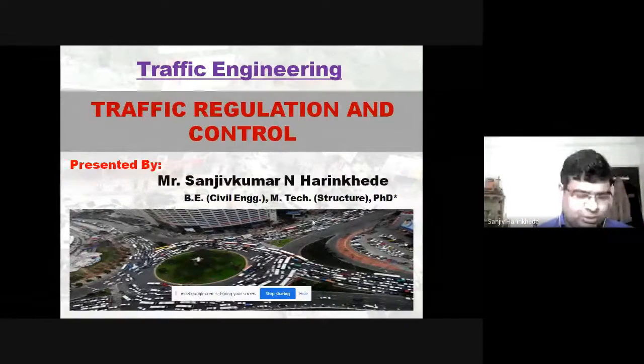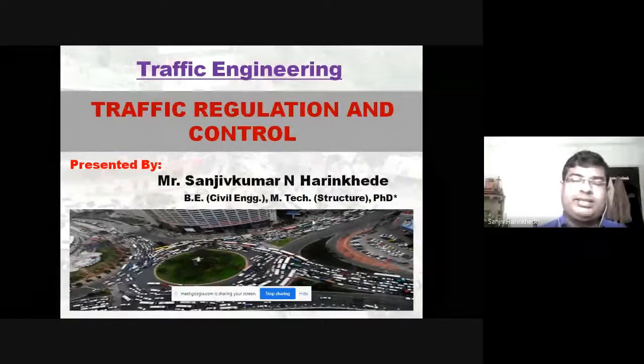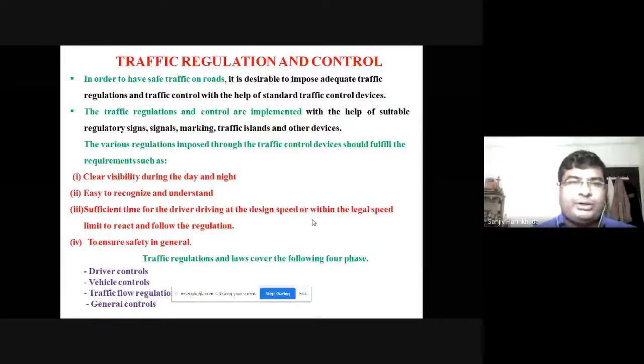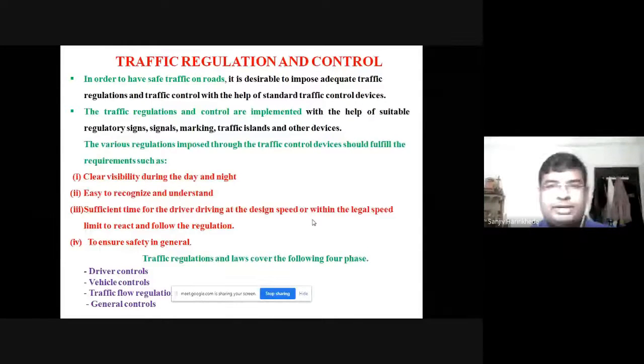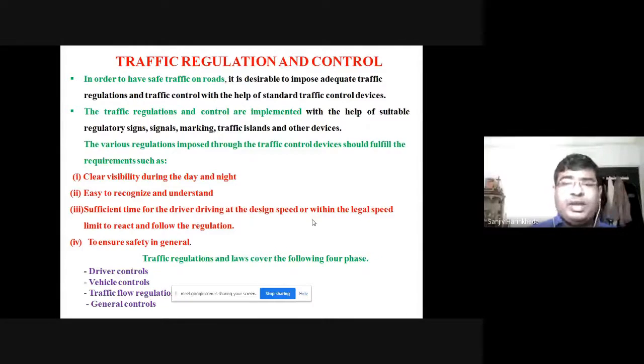As we know, there are various signals and controls whenever we go to any road or any area. Why this is necessary, that we have to study today. Traffic regulation and control are needed for safe traffic on the road. Because of safe traffic on the road, it is very important to regulate or control the traffic. It is desirable to impose adequate traffic regulation and traffic control with the help of standard traffic control devices.